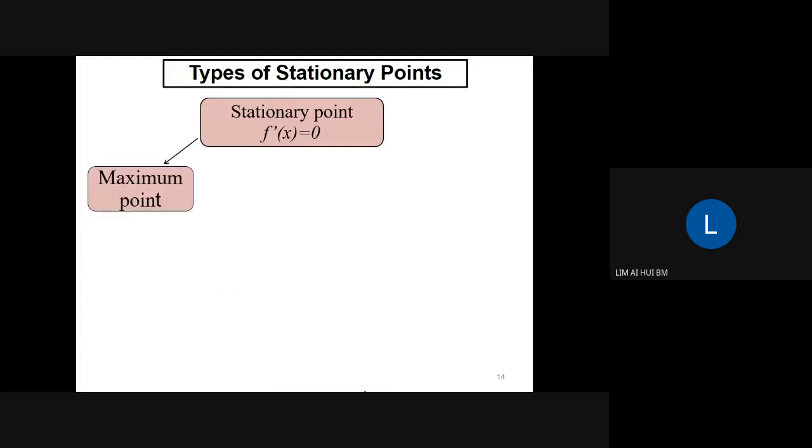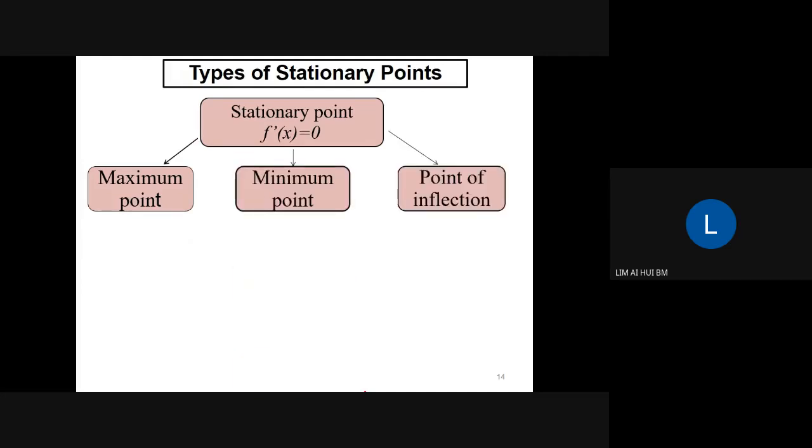Kita ada beberapa jenis stationary point. Stationary point can be a maximum, can be a minimum, or can be a point of inflection. Point of inflection, again, we're not going to learn in detail. Okay, this will be learned maybe next year. Then kita nak belajar untuk sekarang ni adalah untuk maximum dan minimum sahaja.